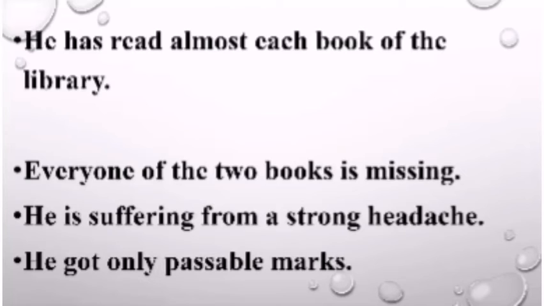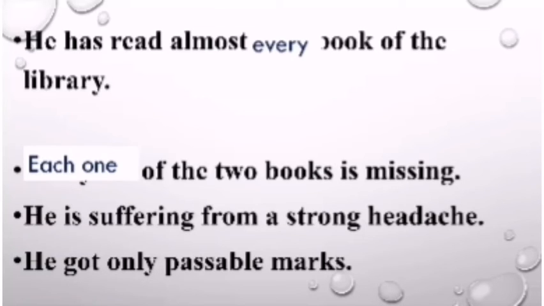Next, some sentences we are going to take to do the correction, to find how much we have learnt. He has read almost each book of the library. Now here, what's the correct answer? Instead of each, we will have every. Why? Because there is a wide range of books. It's not two or three countable ones, right? So this library has many. So we will be using the word every.